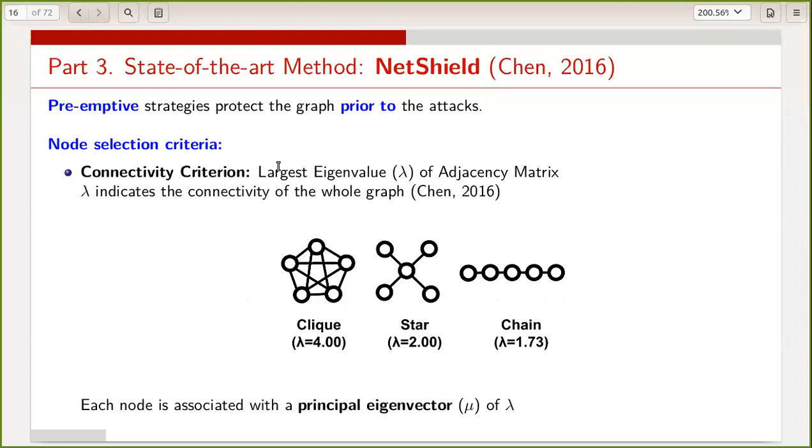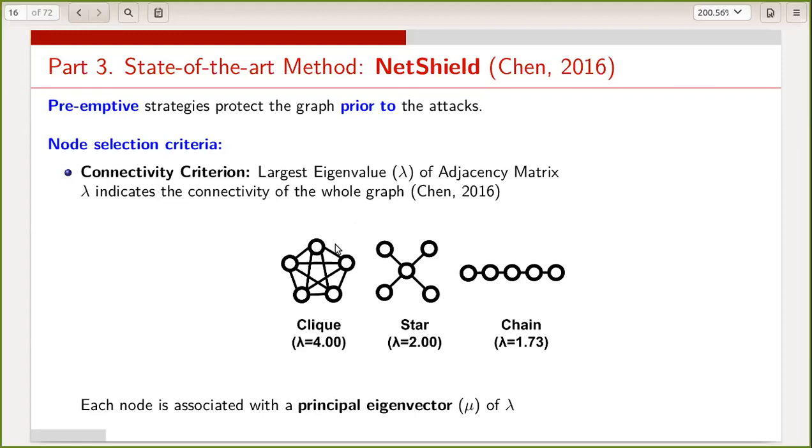So before the attack, we should select which nodes should be protected first. The state-of-the-art method in this preemptive strategy is called NetShield, by Dr. Chen in 2016, who mentioned how we can select the nodes. She mentioned that we can use the connectivity criterion, that is, the largest eigenvalue of the adjacency matrix. So, for example, we have the adjacency matrix of its graph here, and lambda, the largest eigenvalue, indicates how connected each graph is.